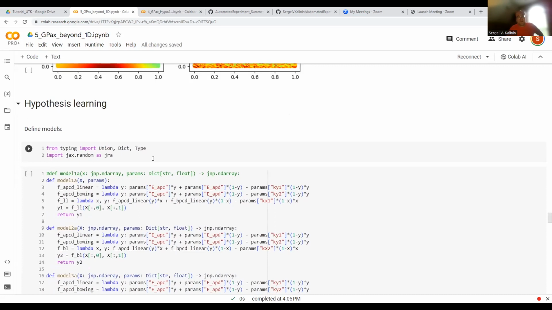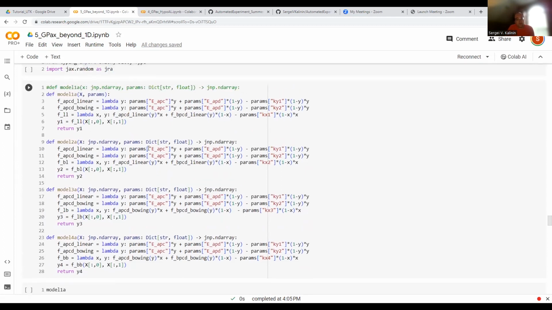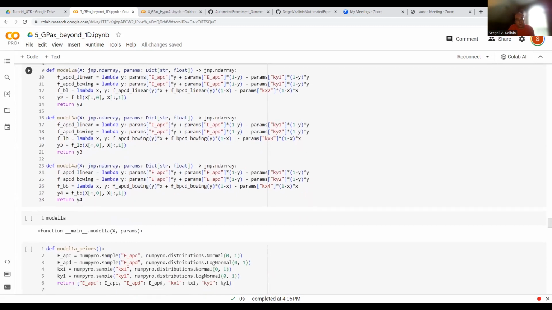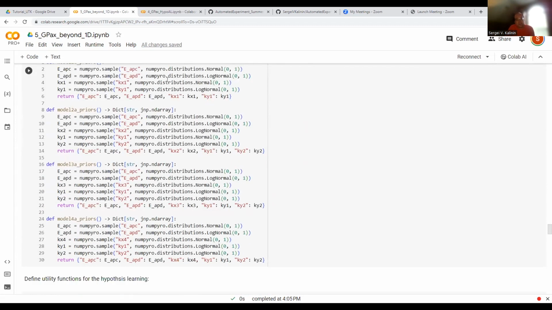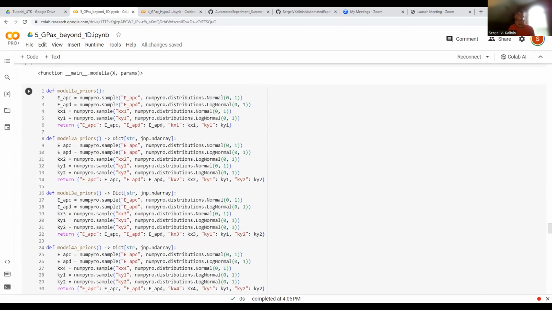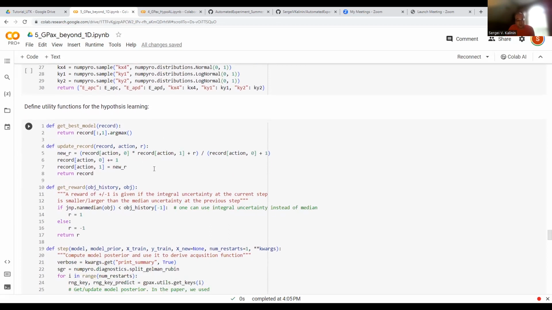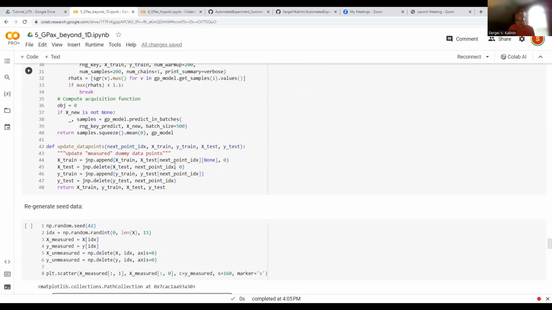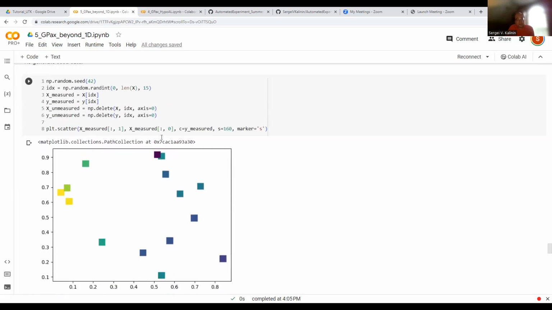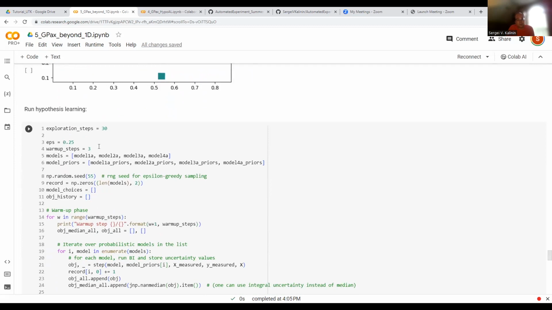And then the final thing that we can do here is the hypothesis learning. In this case, we kind of went the wrong road by defining all 4 possible models as the probabilistic models. We define the priors. So it actually takes quite some time to go through this and make sure that there are no problems in the code and all the parameters are taken care of. We define our utility function for the hypothesis learning as before. And then we start exactly the same hypothesis learning process.